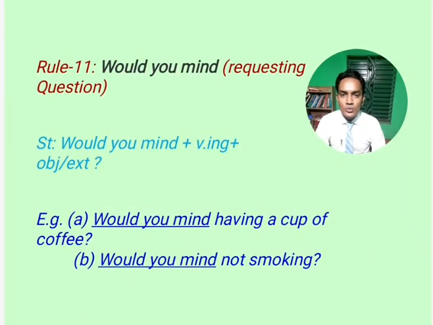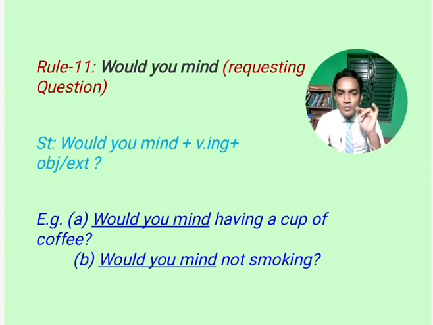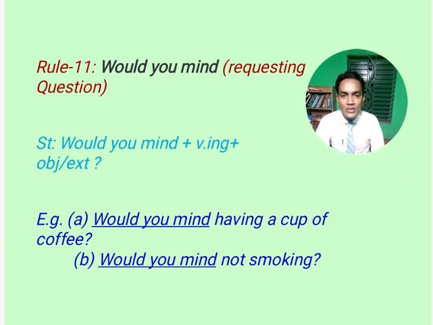Number 11. Would you mind? Of course, it's a requesting question. It is used to make a question by requesting. Would you mind plus verb ing plus object. That means you must write down verb ing plus object, and after the end of the sentence, you must write down the question mark.